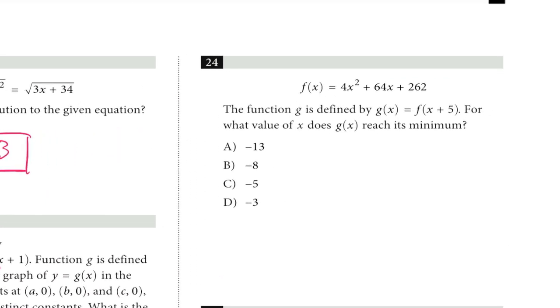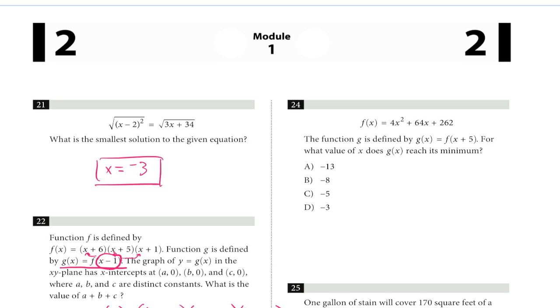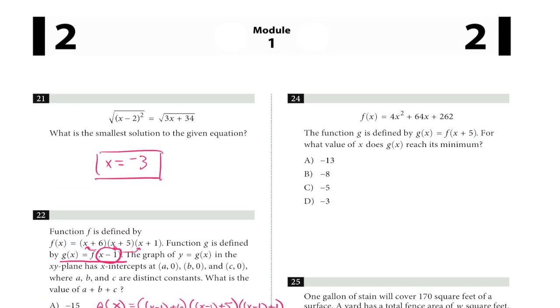All right. Number 24. The function g is defined by g of x is equal to f of x plus 5. For what value of x does g of x reach its minimum? So if you're ever dealing with functions and they're asking what's the minimum or maximum, graphing in Desmos is really, really smart. This question, though, they wanted the x where g of x reaches its minimum. And they gave us f of x. But just like with the function question that we had with number 22, g of x is related to f of x.